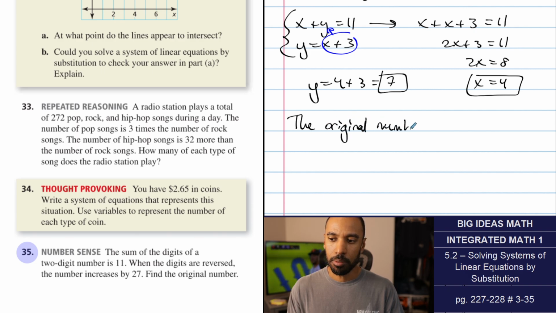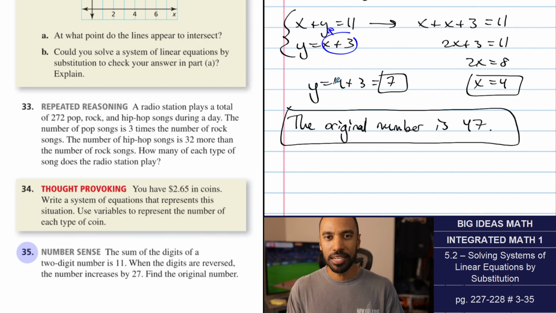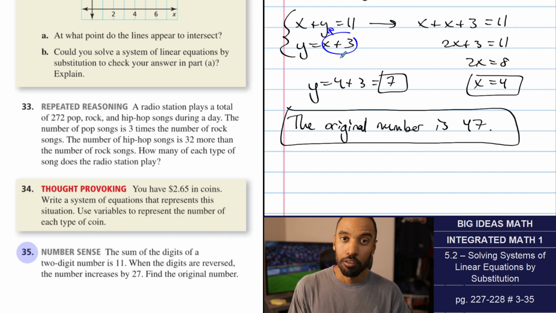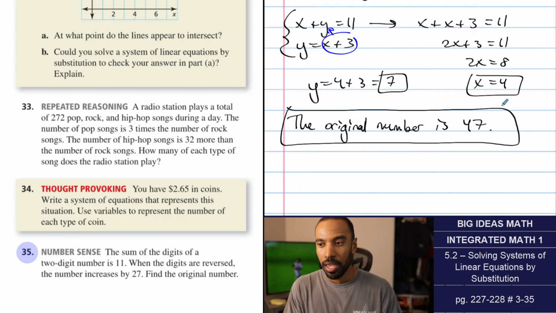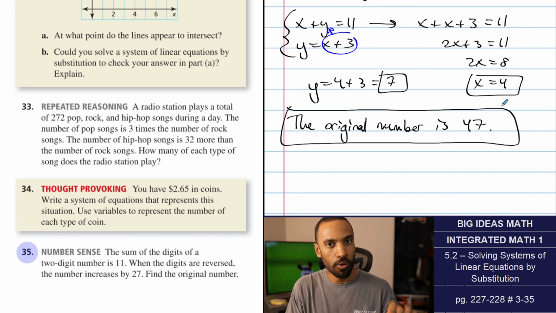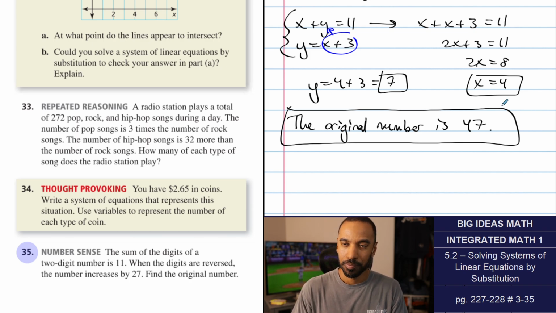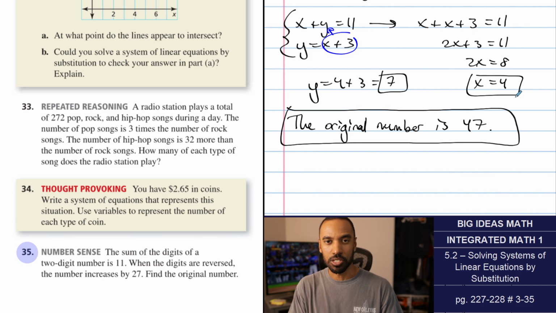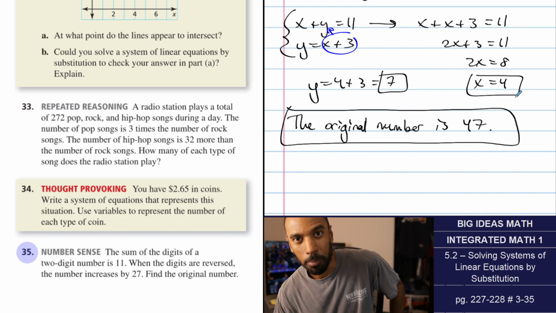Now let's double check that one, because we want to make sure everything we did worked, right? First of all, do the digits add to 11? 4 plus 7 is 11, yes. If I reverse 47 to make 74, is 74 27 more than 47? Yes. Did they want you to guess and check these until you got it right? No. Is it possible? Yes.